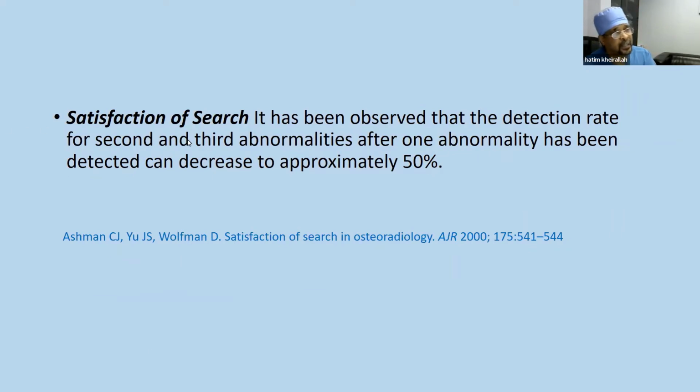Satisfaction of search, or self-satisfying, is observed in that the detection rate of a second and third abnormality is reduced after one abnormality has been found. It's gonna cloud your search further, or it kind of blinds you to search any further. So you are gonna hook on this one and you are gonna anchor.